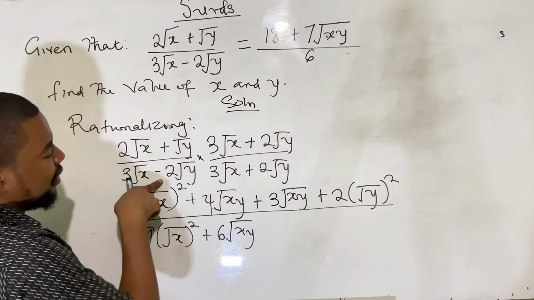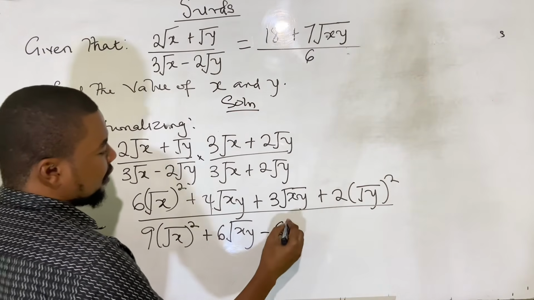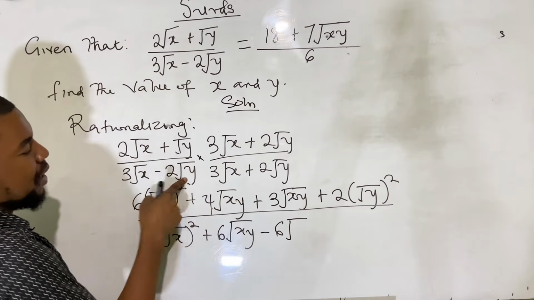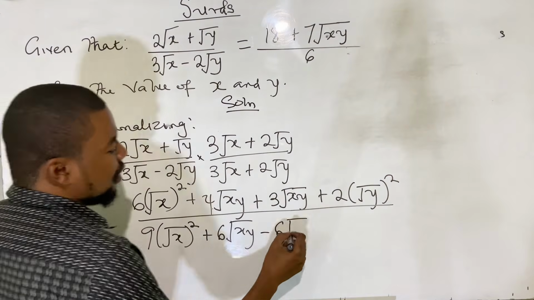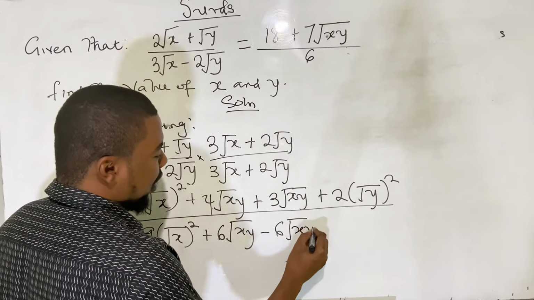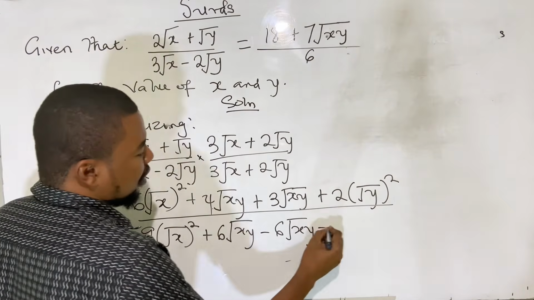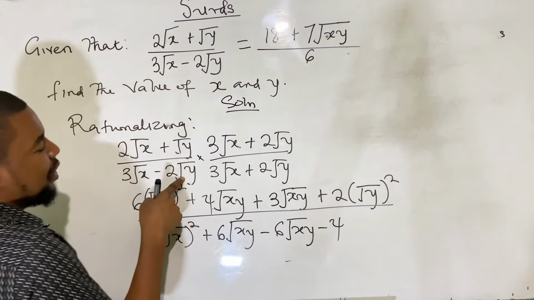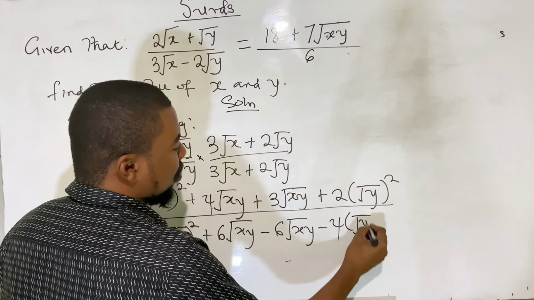Now again, negative 2 times 3 is negative 6, and √y times √x go under the same square root, and you have √xy. And finally, negative 2 times 2 is negative 4, and then √y times √y is (√y) squared.